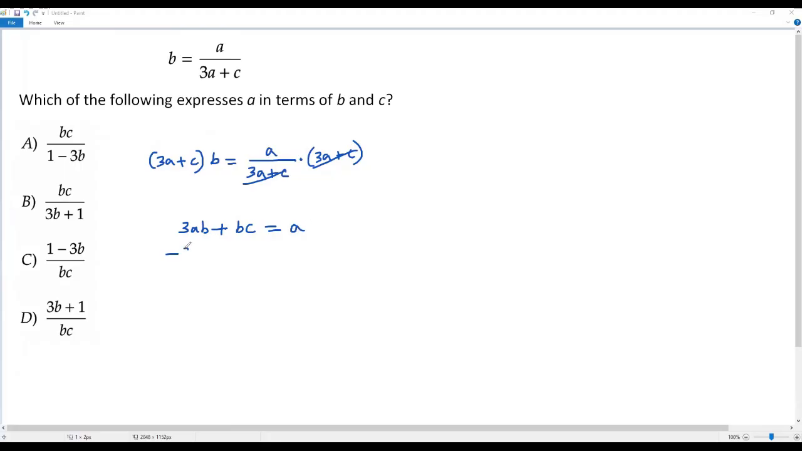A. Let me subtract 3AB from both sides of the equation. Then this positive value and negative value will cancel out. I'm getting BC equals A minus 3AB.